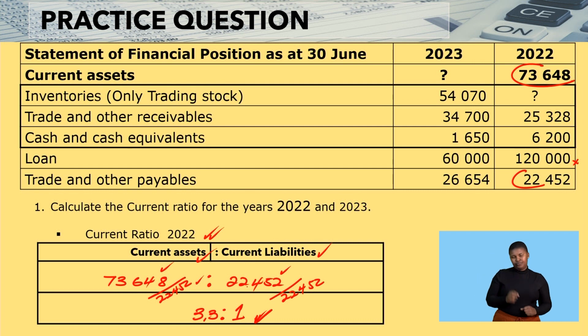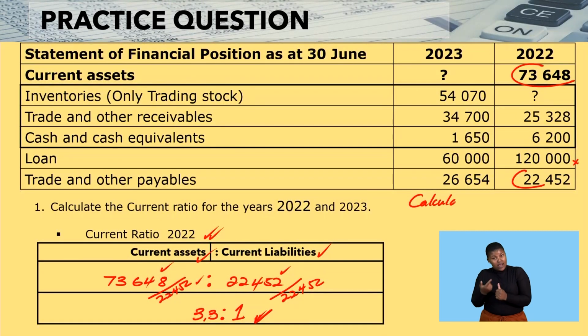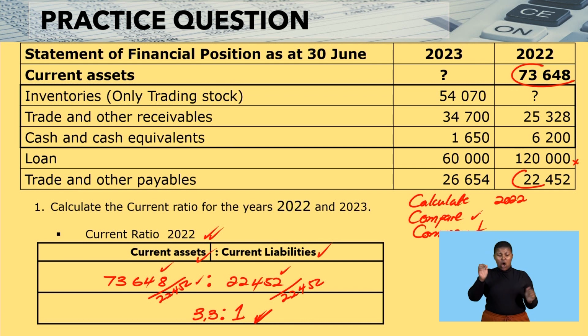Once we have calculated for the year 2022, we understand that when we're doing analysis and interpretation, we must be able to calculate, we should be able to compare, and we should also be able to comment. So far we have calculated for the year 2022. Now we need to compare, but for us to compare, we need the 2023 one. So let's go and calculate the 2023 current ratio.